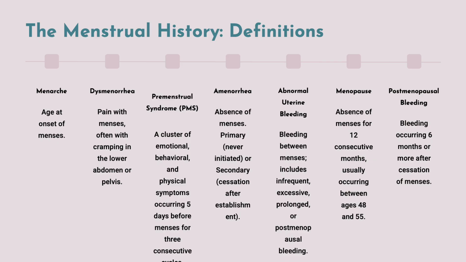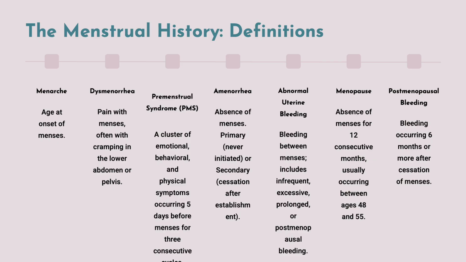Dysmenorrhea is pain with menses, often with cramping in the lower abdomen or pelvis. Masakit po ba? But of course, most women would be familiar with the term dysmenorrhea. Another term is the premenstrual syndrome or PMS. It's a cluster of emotional, behavioral, and physical symptoms that happen 5 days before menses for 3 consecutive weeks.